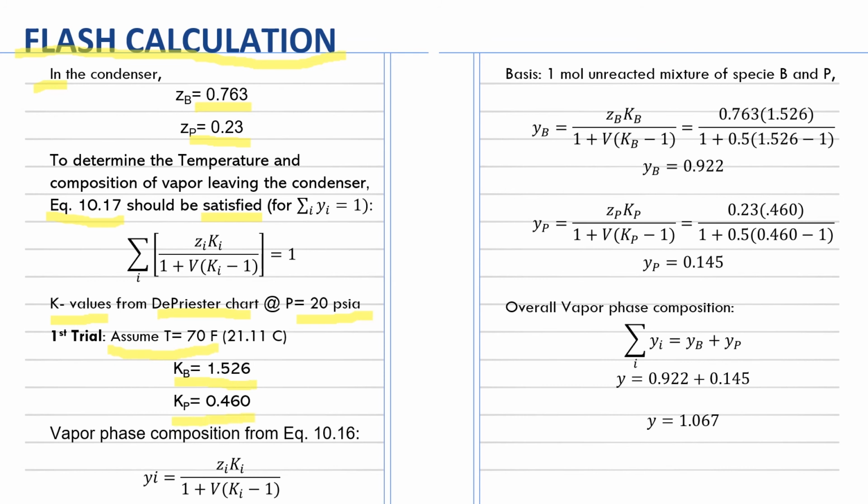The vapor phase composition in the condenser can be calculated using equation 10.16. On the basis of 1 mole of unreacted mixture in the condenser, the vapor consists of 92.2% B and 14.5% P. The overall vapor phase composition is 1.067, which is still not close to unity.